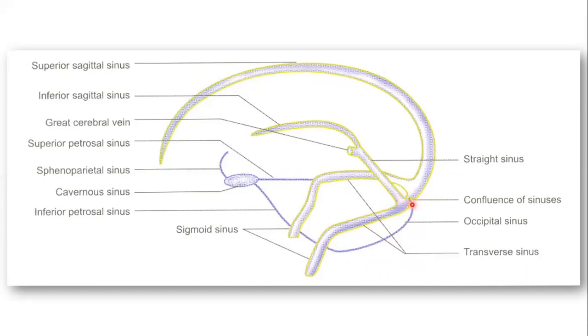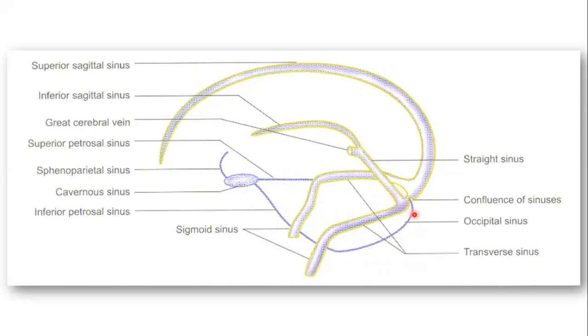And here you could see this is the transverse sinus. The confluence of sinuses drains into the transverse sinus, right side and left side. The left side is mostly larger. Now the transverse sinus drains into the sigmoid sinus on both sides.